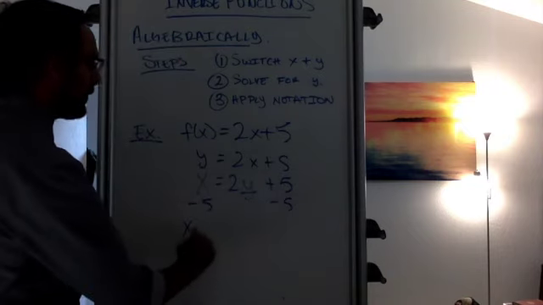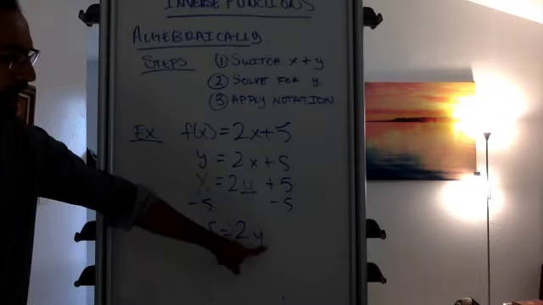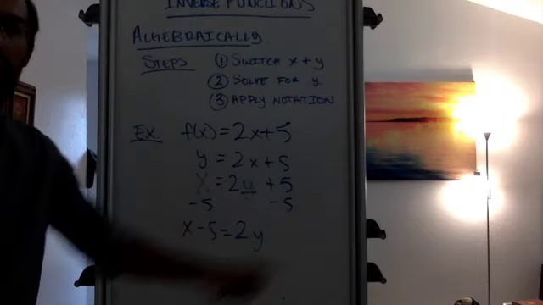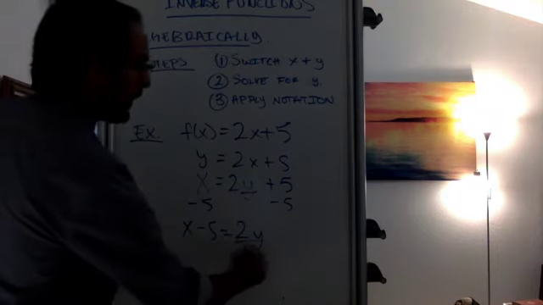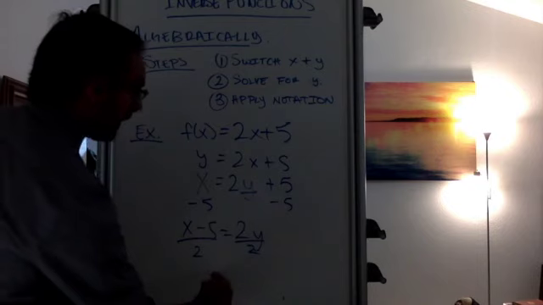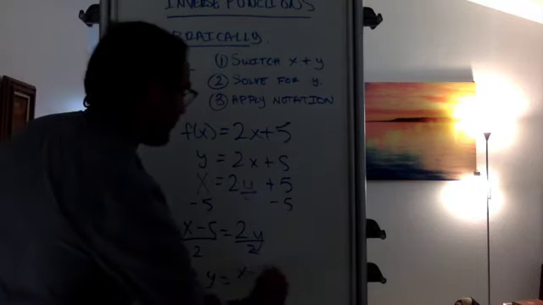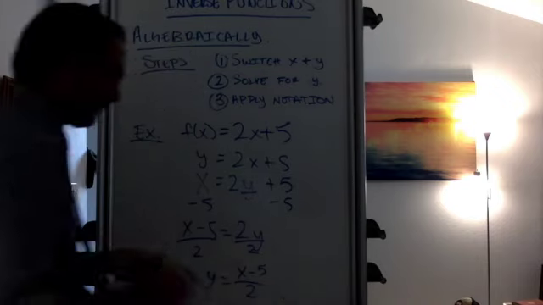And I'd say x minus 5 equals 2 times y. And then lastly, I want to get y by itself, so I would divide the entire equation by 2. So divide both sides by 2. And then I'm just going to flip it. Once this happens, I get y by itself. And then I'm left with x minus 5 over 2.